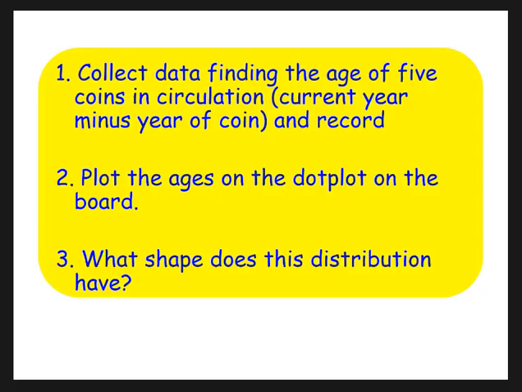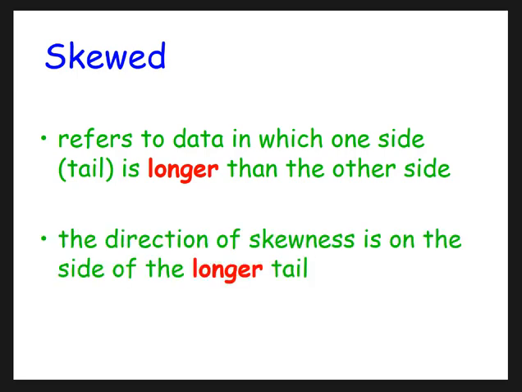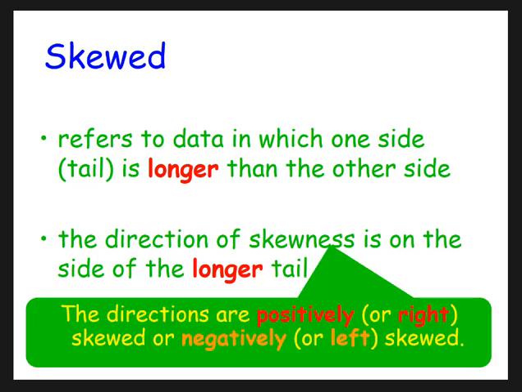So find the age of 5 coins in circulation: current year minus the year of the coin, and record. What is this shape? It's going to be skewed. They're more likely to be newer. The older they are, the less likely they are to still be in circulation. You have that long tail on that side. This would be positively skewed to the right, because the older coins, which would have the higher numbers, are going to be less likely to occur.